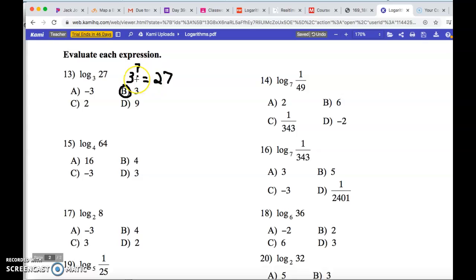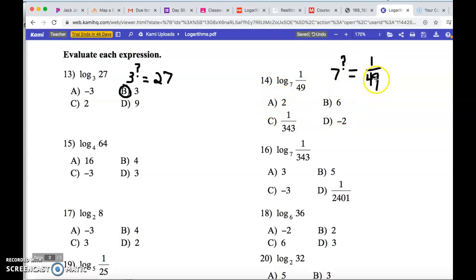So really, once you rewrite it, you'd have to guess and check or try in your calculator to get the appropriate power, which is your answer. All right, and I'll show you this one because this is a little weird with the 1/49. But 7 to some power equals 1 over 49. And you're probably saying, well, wait, I know it's got to be a 2 because 7 squared is 49. So it's got to be 2, A.